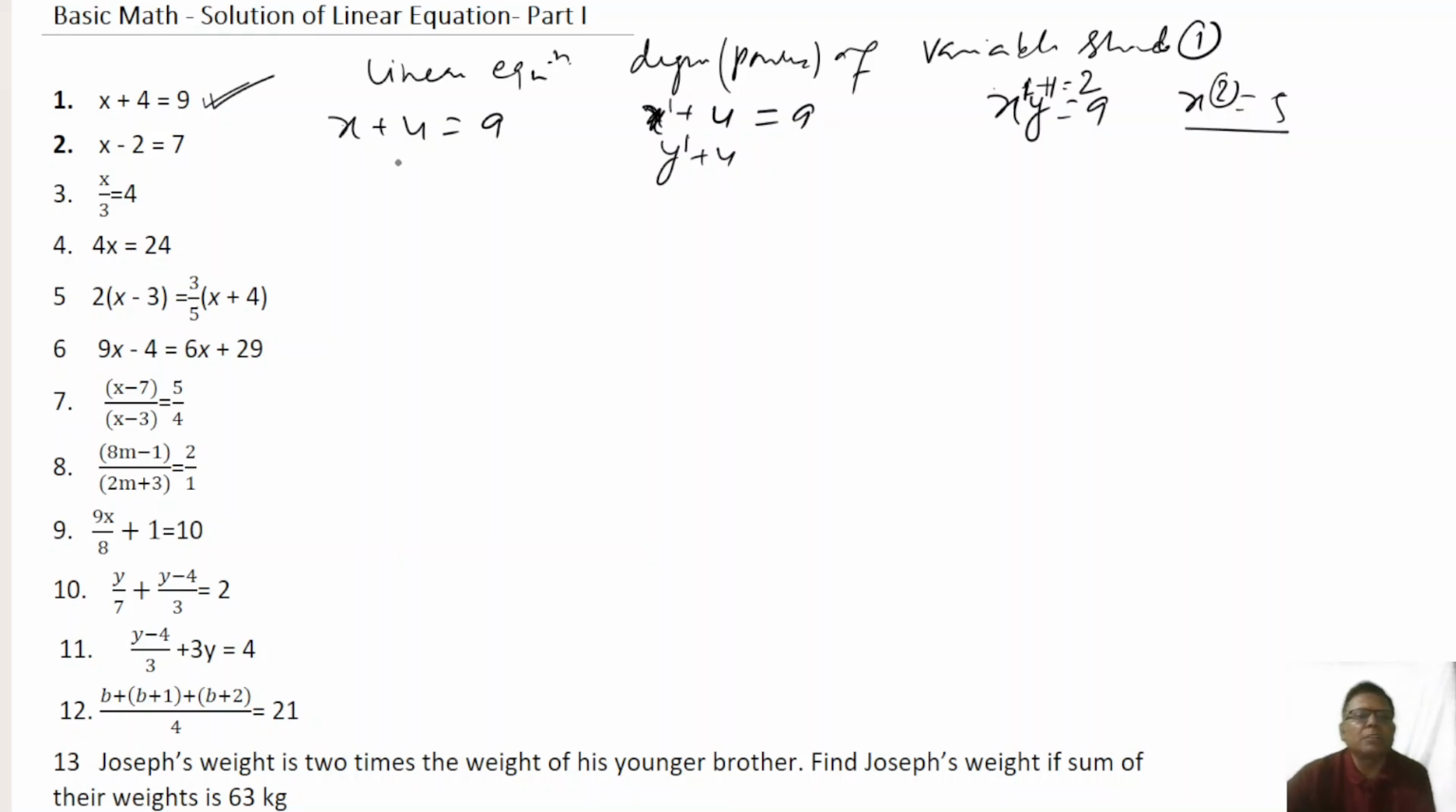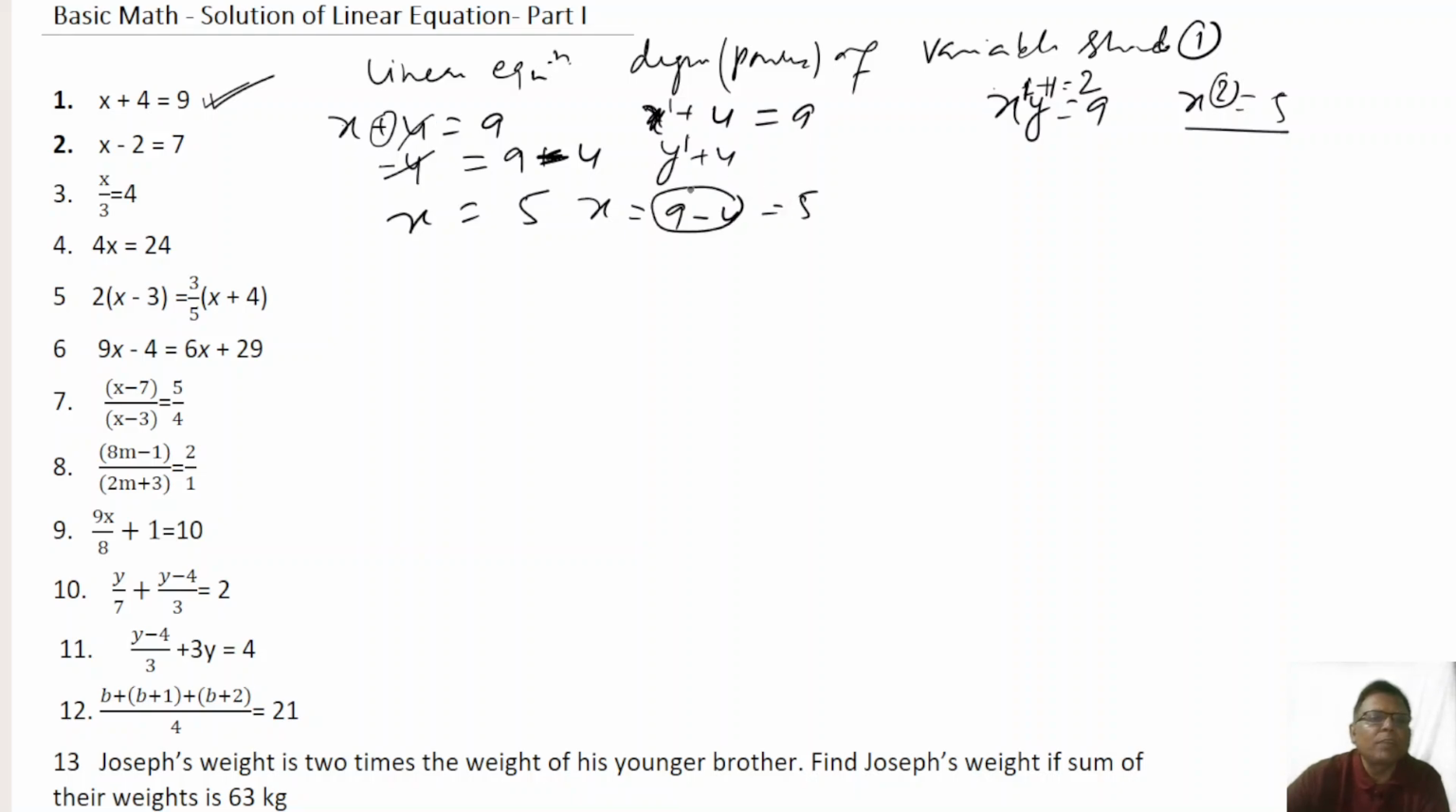In this equation, you can add or deduct the same quantity on both sides. So suppose you add minus 4, and here 9 plus minus 4. Both sides we are adding minus 4, so this will get cancelled. Then x is equal to 9 minus 4, which is 5. We can write this in one step itself: x is equal to 9 minus 4. This side is positive, so on this side it will be negative. So that is equal to 5.